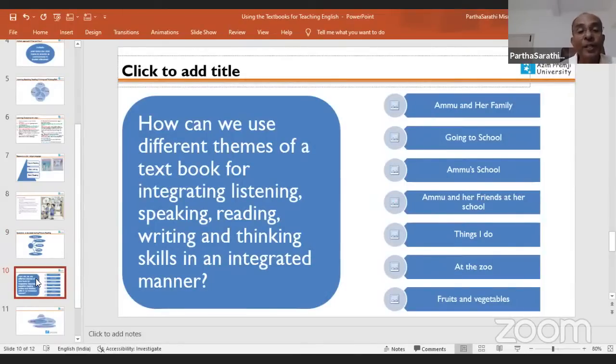And then how can we use different themes of a textbook for integrating listening, speaking, reading, and writing in an integrated manner? How can we do it? For example, as I said, in the class 1 textbook, you have Amu and her friend and family and going to school. Now, these are the themes. And now, how can you prompt them to listen to the text, to respond to the text, to read the text, to write simple words, expressions, sentences, and start thinking? Learning a language and thinking should go together.